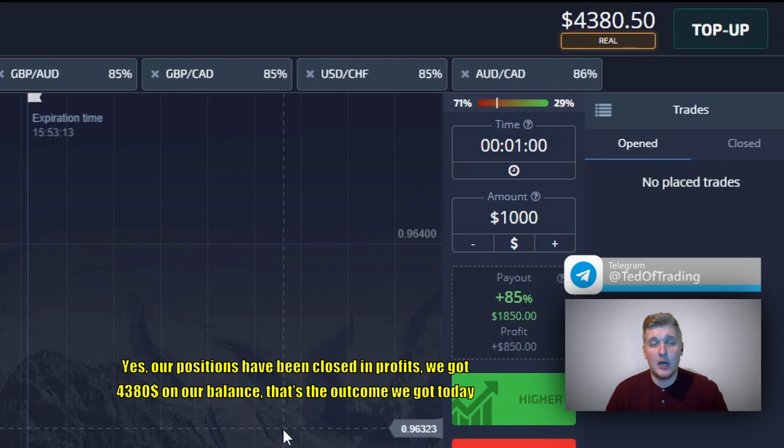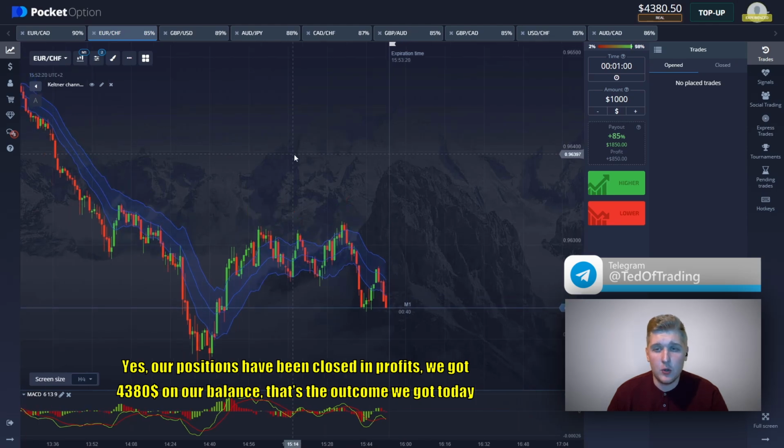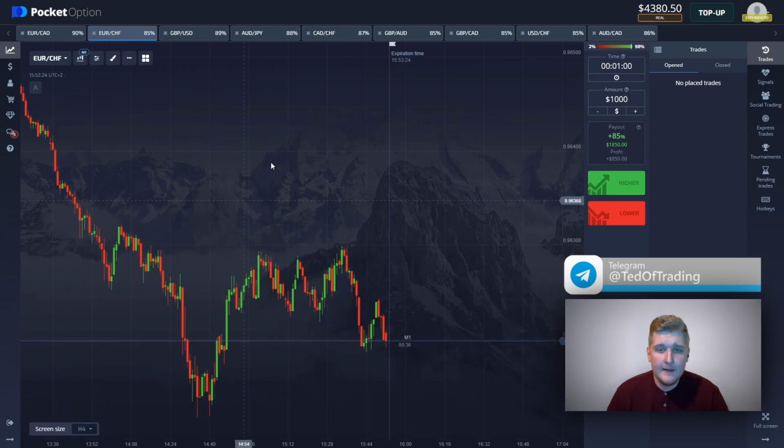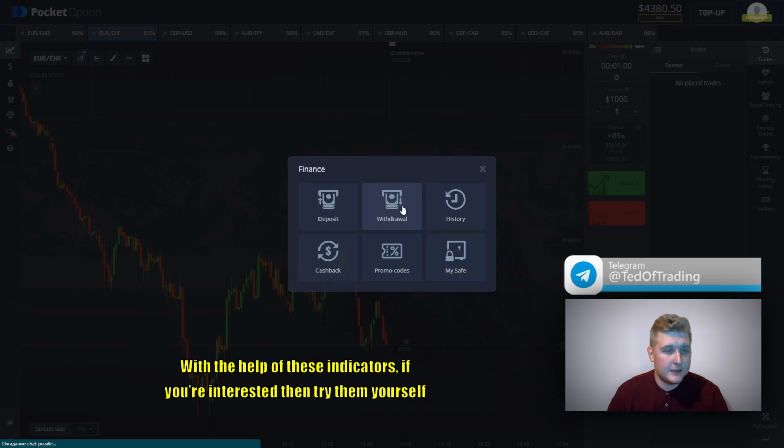Yes, guys, our position has been closed with a profit. We got $4,380 on our balance. That's the outcome we got today with the help of these indicators. If you're interested, then try them yourself.